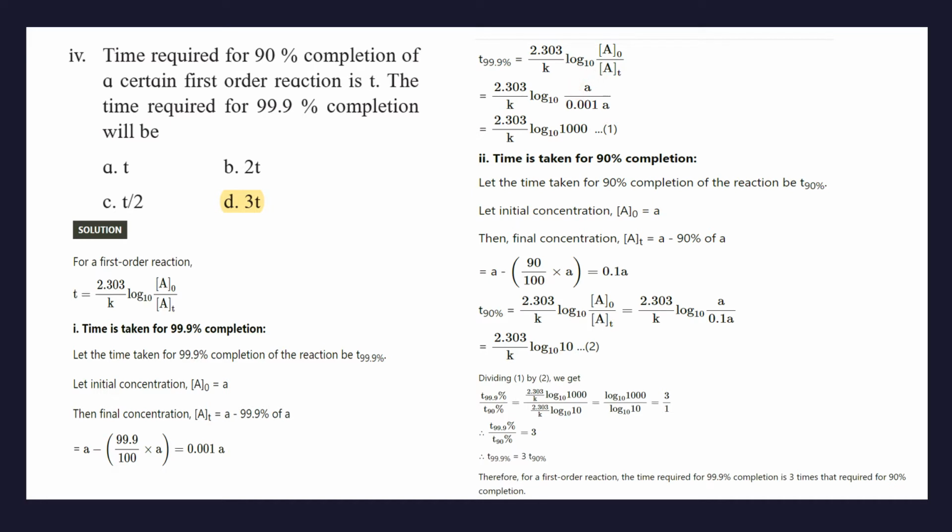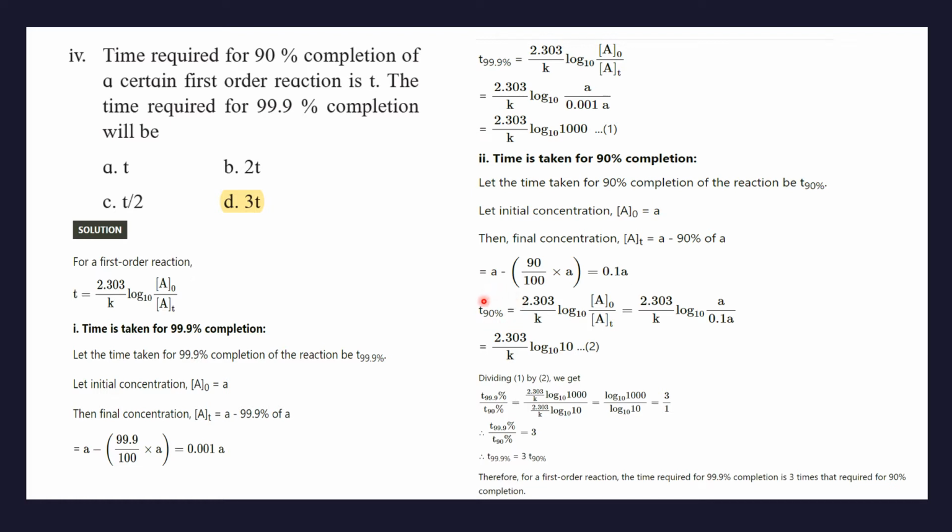This on calculation we can write T 99.9% is equal to 2.303 upon K logarithm to the base 10,000. Then the second case, time taken for 90% completion. Let the time taken for 90% completion of the reaction is T 90%. The initial concentration is A, final concentration is A minus 90% of A, which is equal to A minus 90 upon 100 into A, which is equal to 0.1 A.